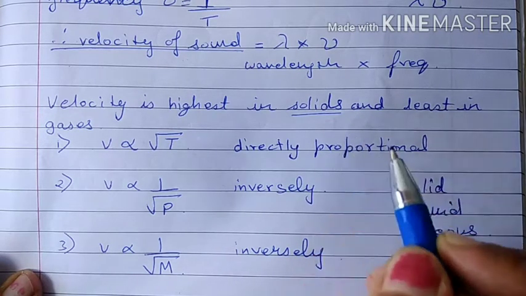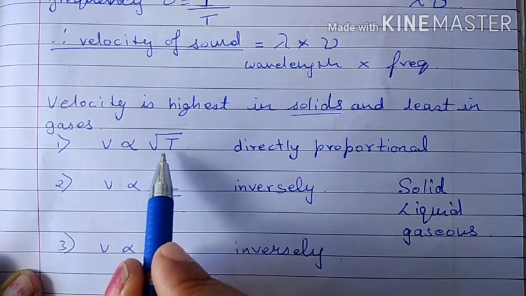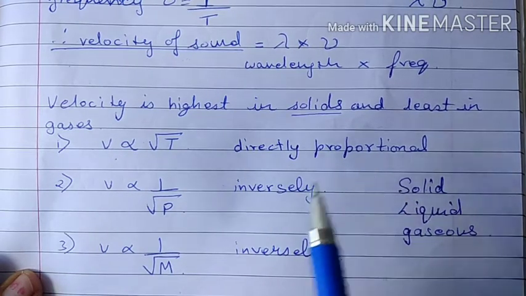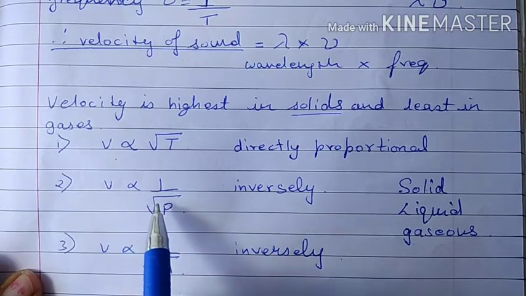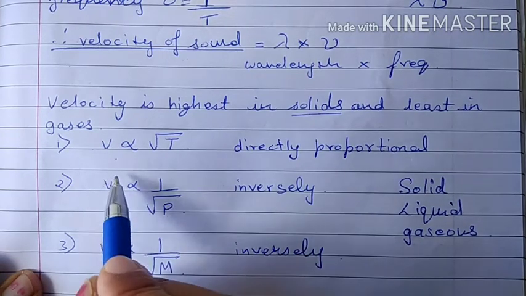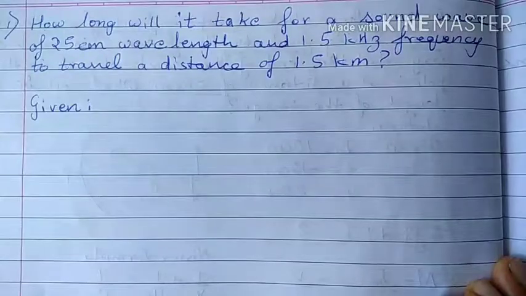Also, the velocity of sound in the gaseous medium depends on temperature, density and molecular weight. Velocity is directly proportional to square root of t. As the temperature increases, velocity will increase. So it's called directly proportional. Velocity is inversely proportional to the square root of density. If the density increases, velocity will decrease. So it is inversely proportional. Velocity is inversely proportional to the molecular weight. So if the molecular weight increases, the velocity will decrease.